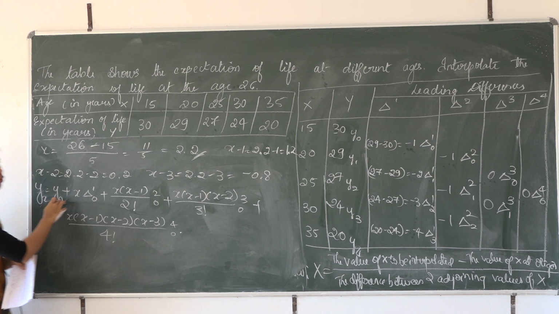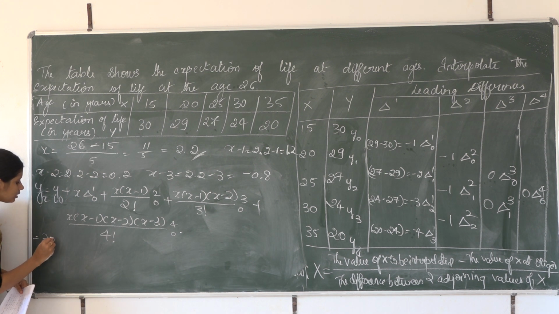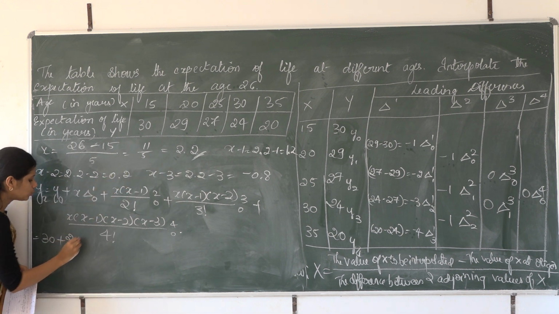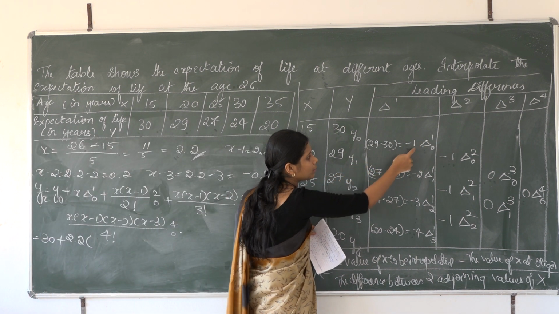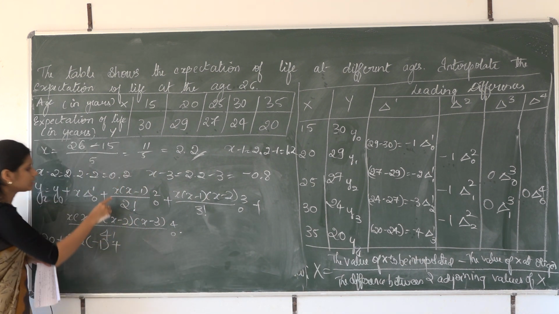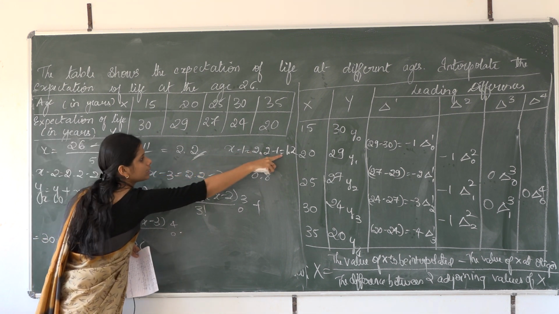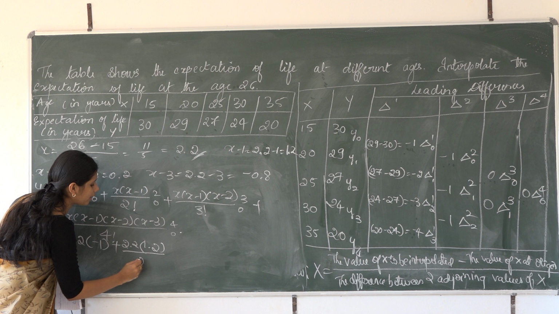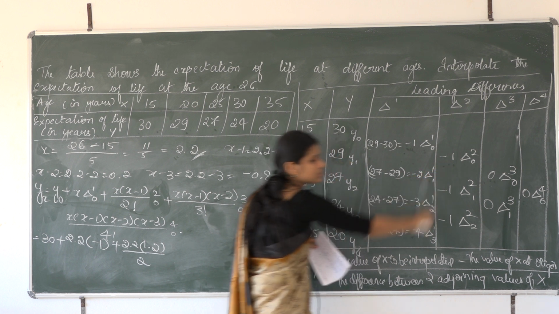Now we will substitute the values in this formula. First y0 value in this table is 30. So write it as 30 plus x value, which we have just calculated, 2.2, into delta 0 raised to 1. What is the value of delta 0 raised to 1 in the leading difference table? It is minus 1. So 2.2 into minus 1, plus x, which is 2.2, into x minus 1, which is 1.2, divided by 2 factorial. 2 factorial is 2 into 1, that is 2. Delta 0 raised to 2 value is minus 1.